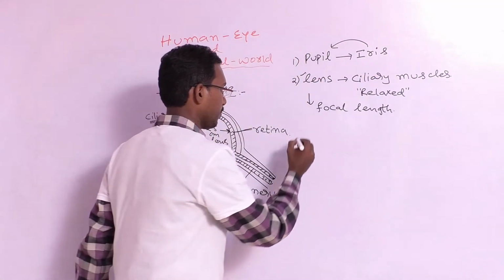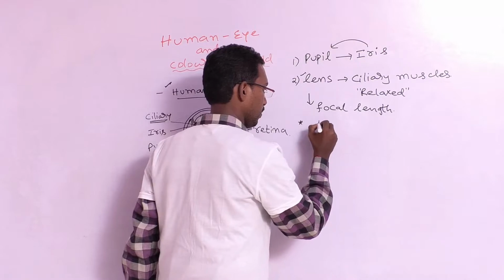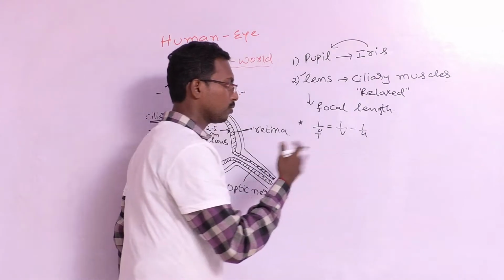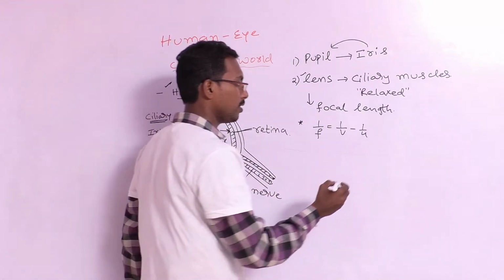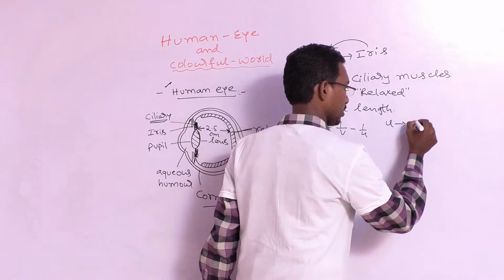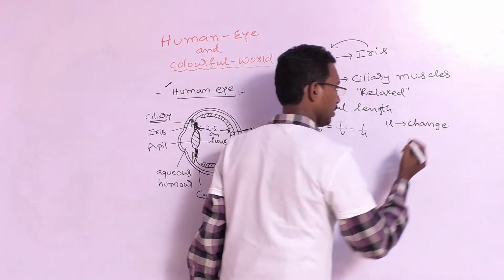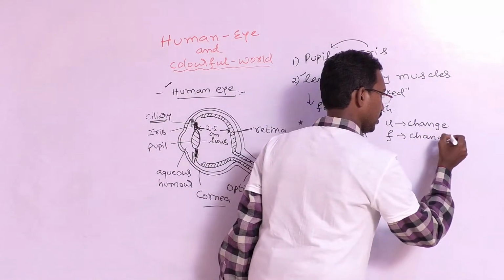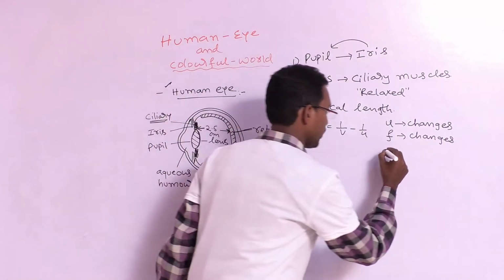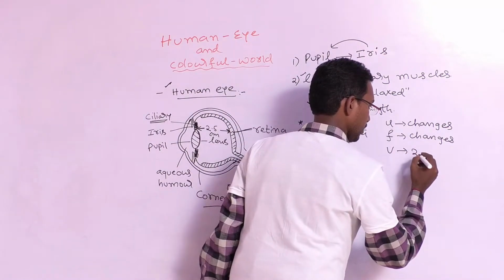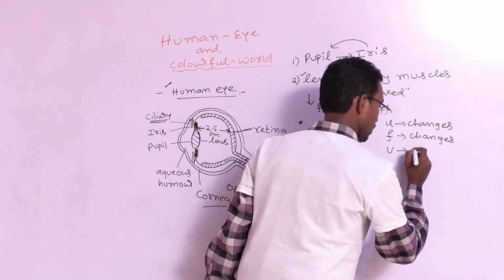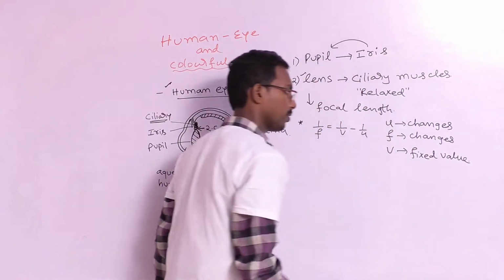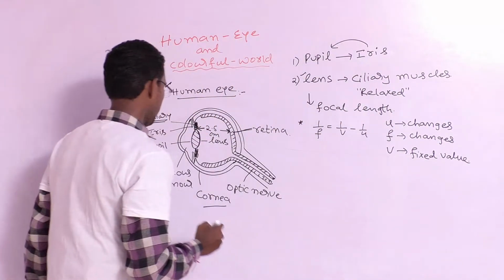So as we know this formula, the lens formula, 1 by f is equal to 1 by v minus 1 by u. Here, the thing which is variable is u, it will change. u means object distance. f also changes here. But v is fixed. v is only a fixed value, like 2.5 centimeters. It does not change.